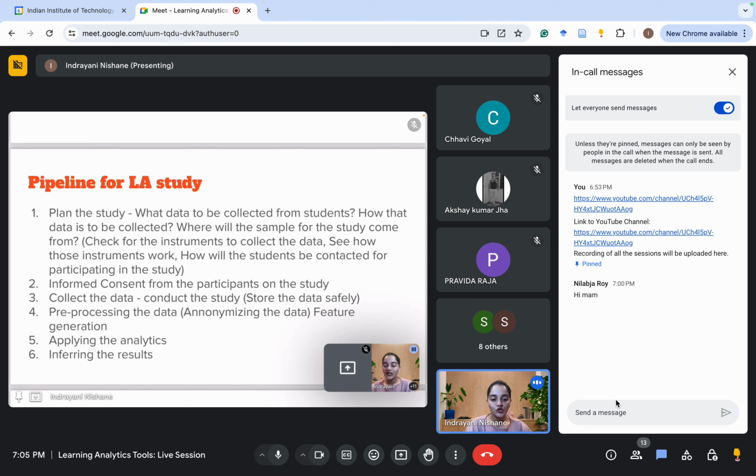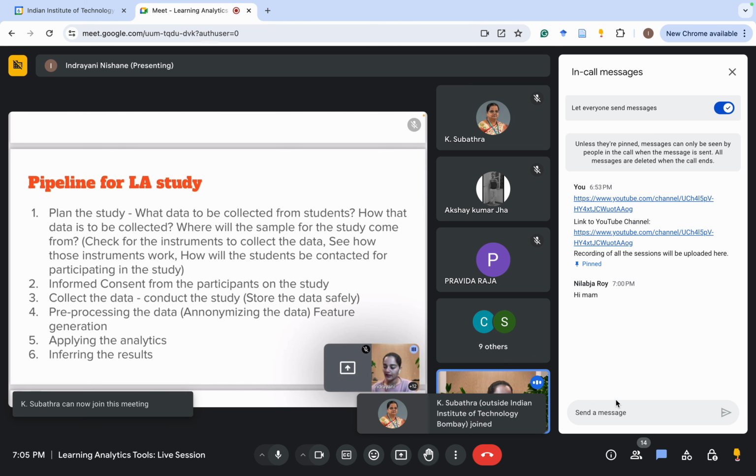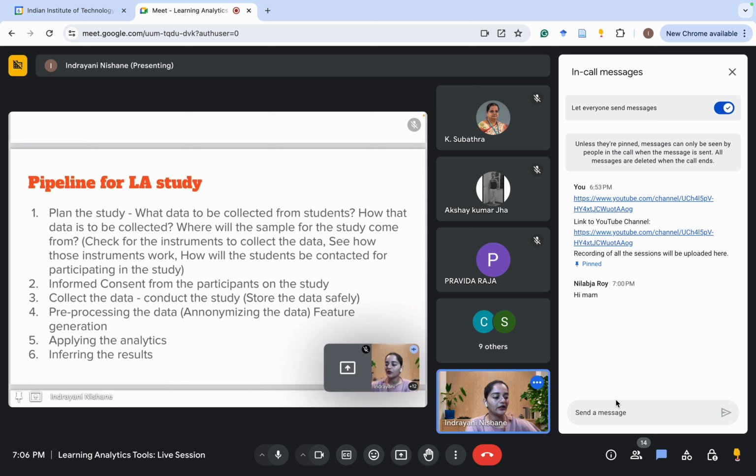So now in week 2, what needs to be done before we start the learning analytics. We will be discussing the pipeline for conducting such studies, in learning analytics, where we collect the data from actual human learners.